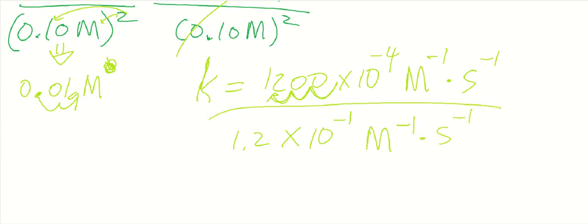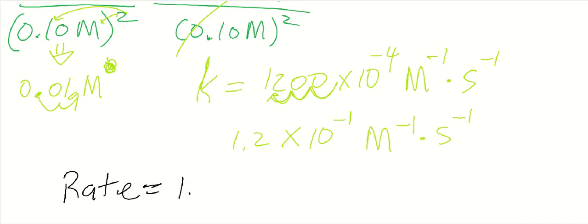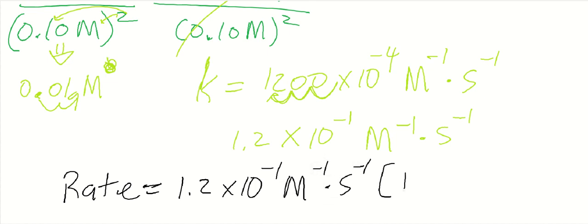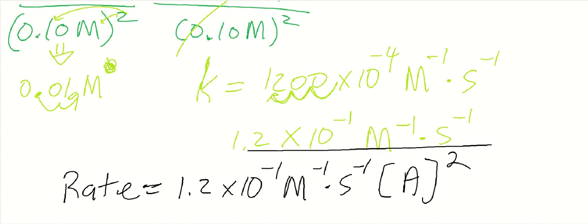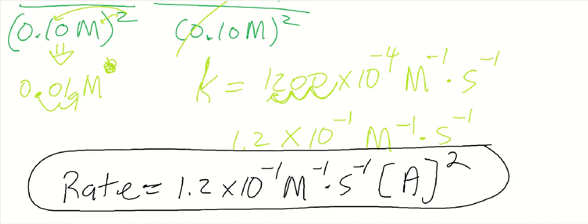That's K. So let's plug that back into our rate law. All right, wow, we're almost done. So the rate law is going to be written equal to 1.2 times 10 to the negative 1, molar to the negative 1, seconds to the negative 1, times the concentration of A. And if you recall, that's a second order reaction. There's our rate law for this hypothetical thingamajigger.